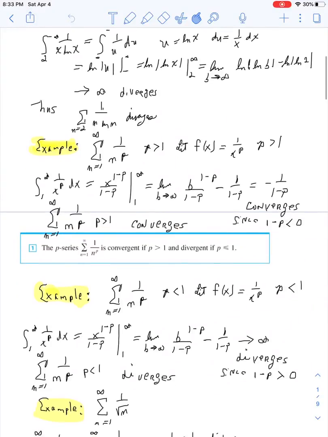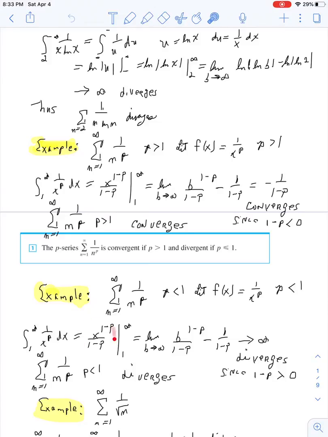All right, now I'm going to look at the same series, 1 over n to the p, but now p is going to be less than 1 instead of greater than 1. All right, well, if you'll notice, all the work I did up here is still true. So I'm going to let f of x be 1 over x to the p, but now I'm going to assume p is less than 1.